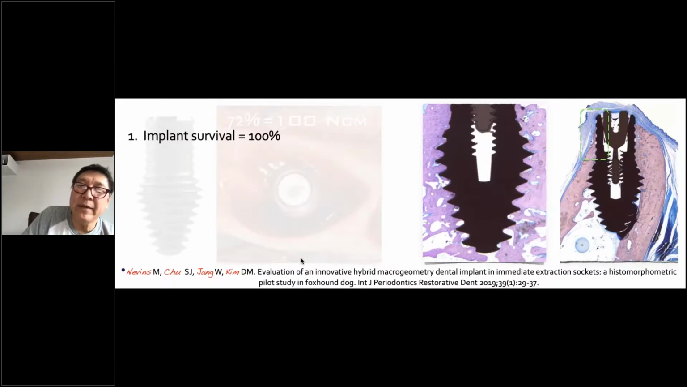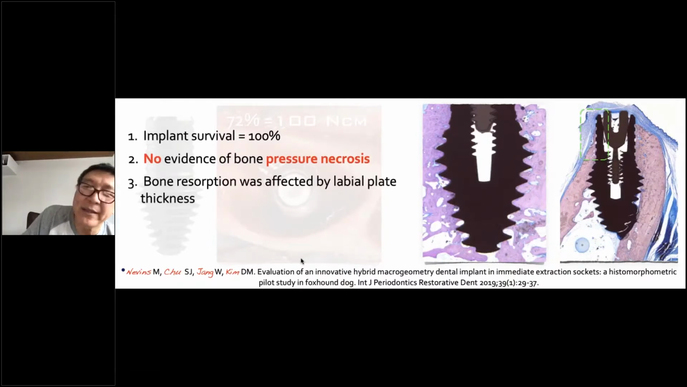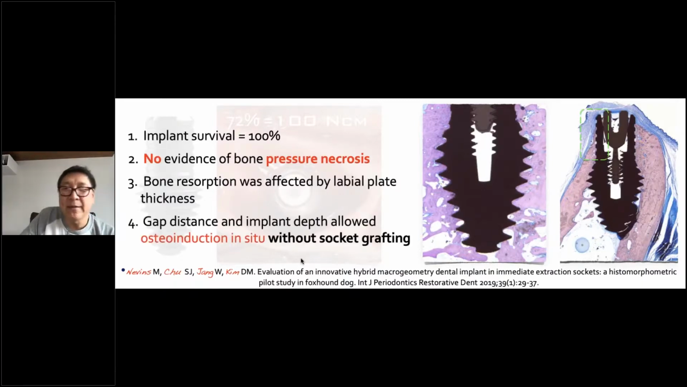Again, out of 18 implants, we had 100% survival. There was no evidence of pressure necrosis, which is key, and Philippe Kayat showed that as well in his clinical study with Larsenebe. Bone resorption was affected by labial plate thickness, but we knew that. But having a smaller coronal top of the implant without socket grafting did allow osseointegration, and that was really the key behind the preclinical study.